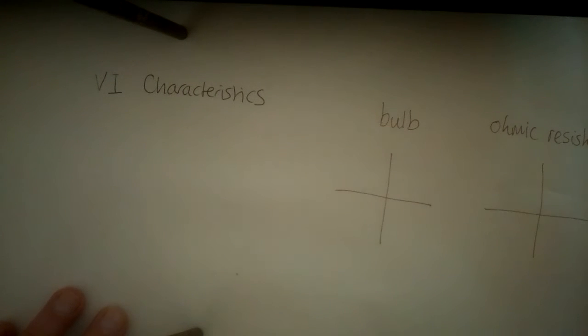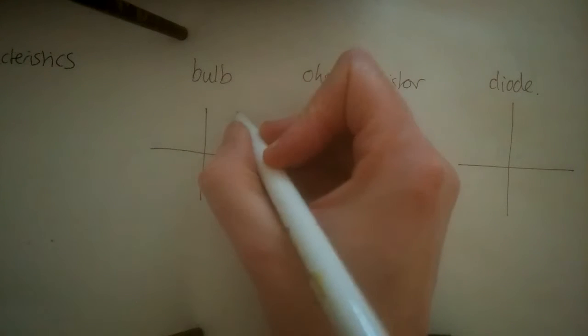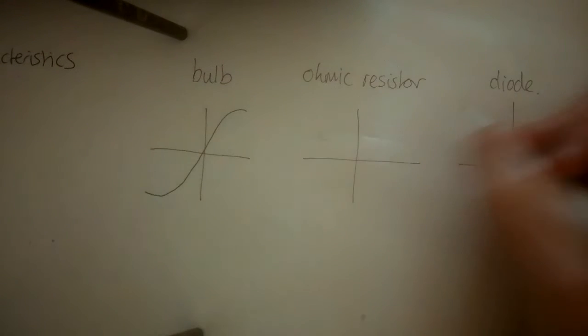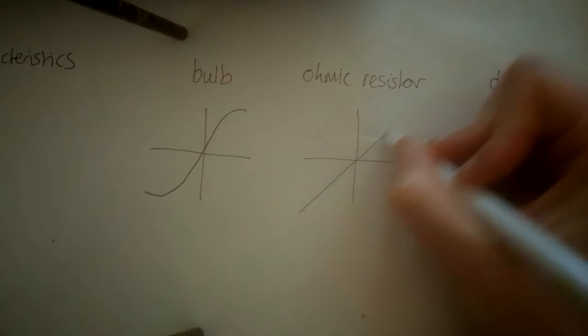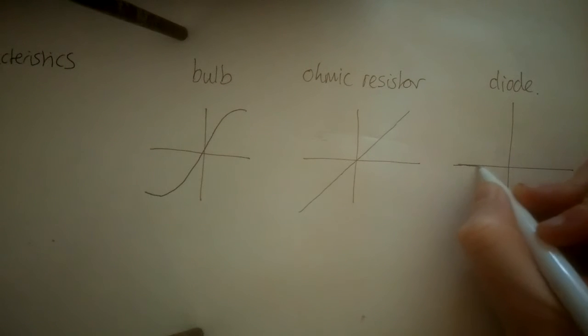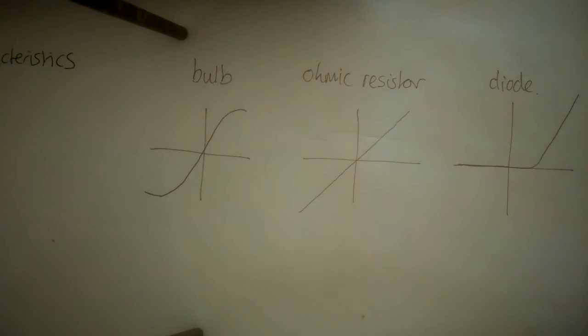So I'm just going to look at VI characteristics. Now there's three things you need to know the VI characteristics for: a bulb, an ohmic conductor or a resistor, and a diode. And I think you'll all remember the shapes of the graph. The bulb is the one that looks like that, or it could be a filament lamp. Ohmic resistor is a straight line showing directly proportional, and the diode is the one that goes along. It doesn't go up here, it goes along to there, and then it goes up like that.